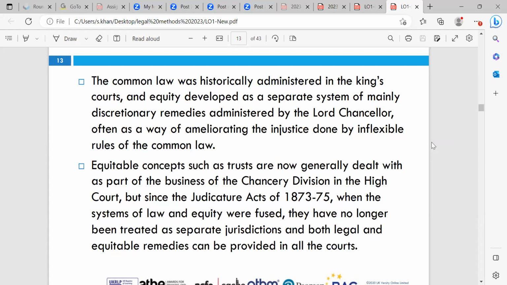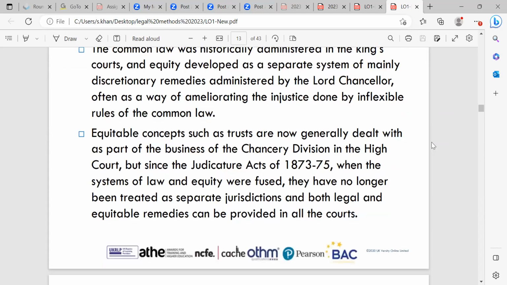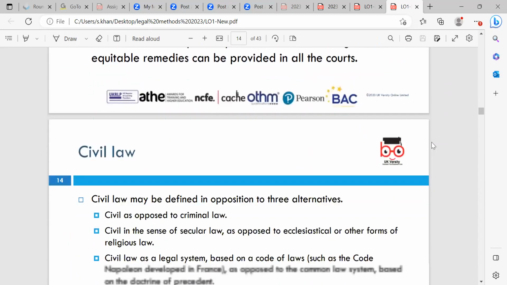Equitable concepts such as trusts are now generally dealt with as part of the business of the Chancery Division in the High Court, but since the Judicature Act 1873 and 75, when the systems of law and equity were fused, they are no longer treated as separate jurisdictions, and both legal and equitable remedies can be provided in the law. So at one time, in common law, because there weren't enough remedies, equity had to be brought in. Equity wasn't there to replace common law, it was just there to help and bring in these remedies, okay?